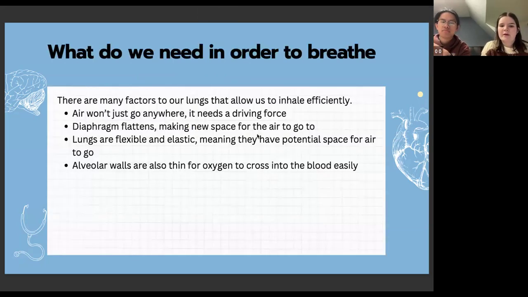So this is just a summary of what we've gone over already. The air needs a driving force to get inside. That's why when it's hard to breathe, you feel like you're putting in a lot of energy to try and breathe. It's because your body isn't able to produce that driving force anymore, so you have to produce it yourself. Naturally, it just comes from the diaphragm flattening. But if you have an issue like Stephanie does, it makes breathing really, really difficult and take a lot of energy.